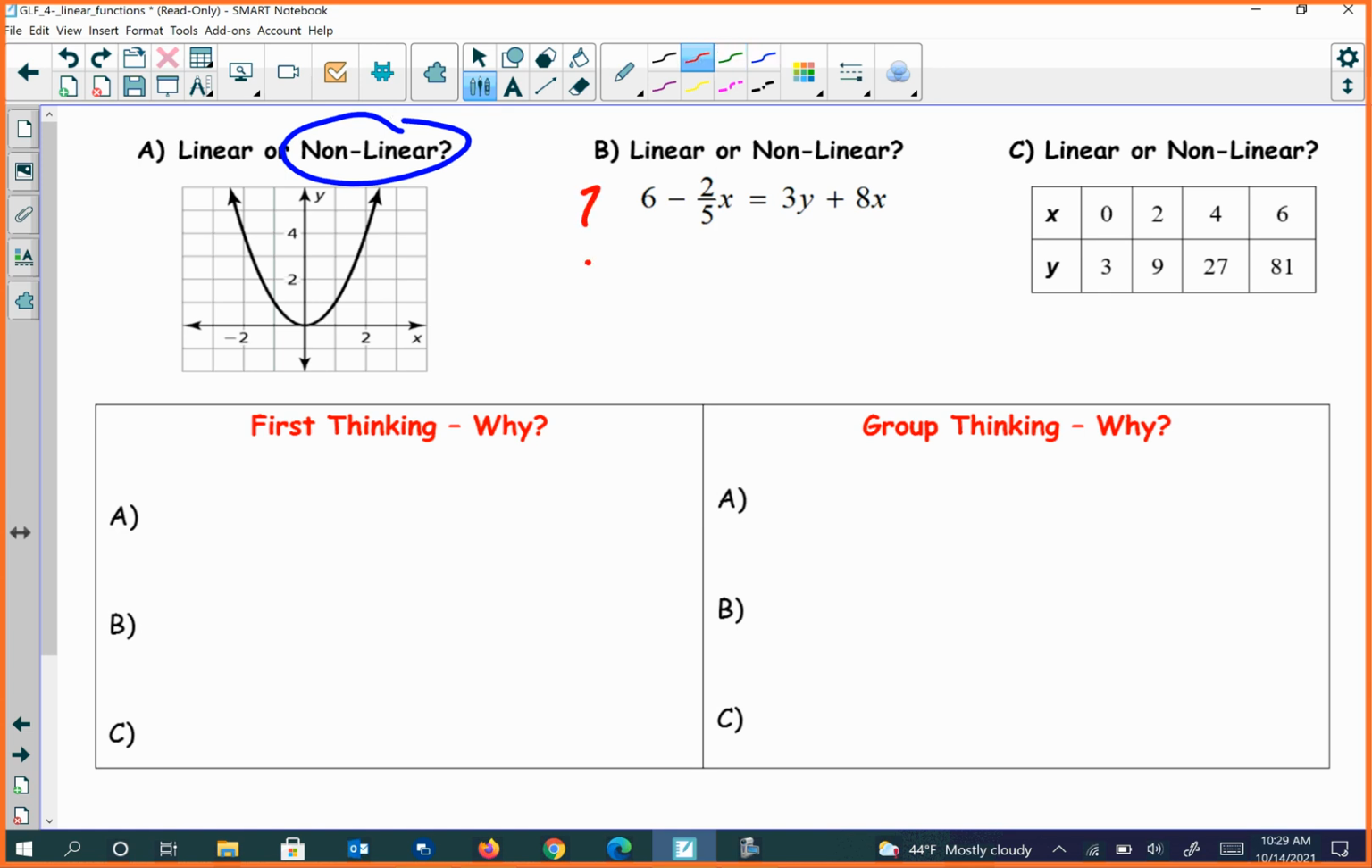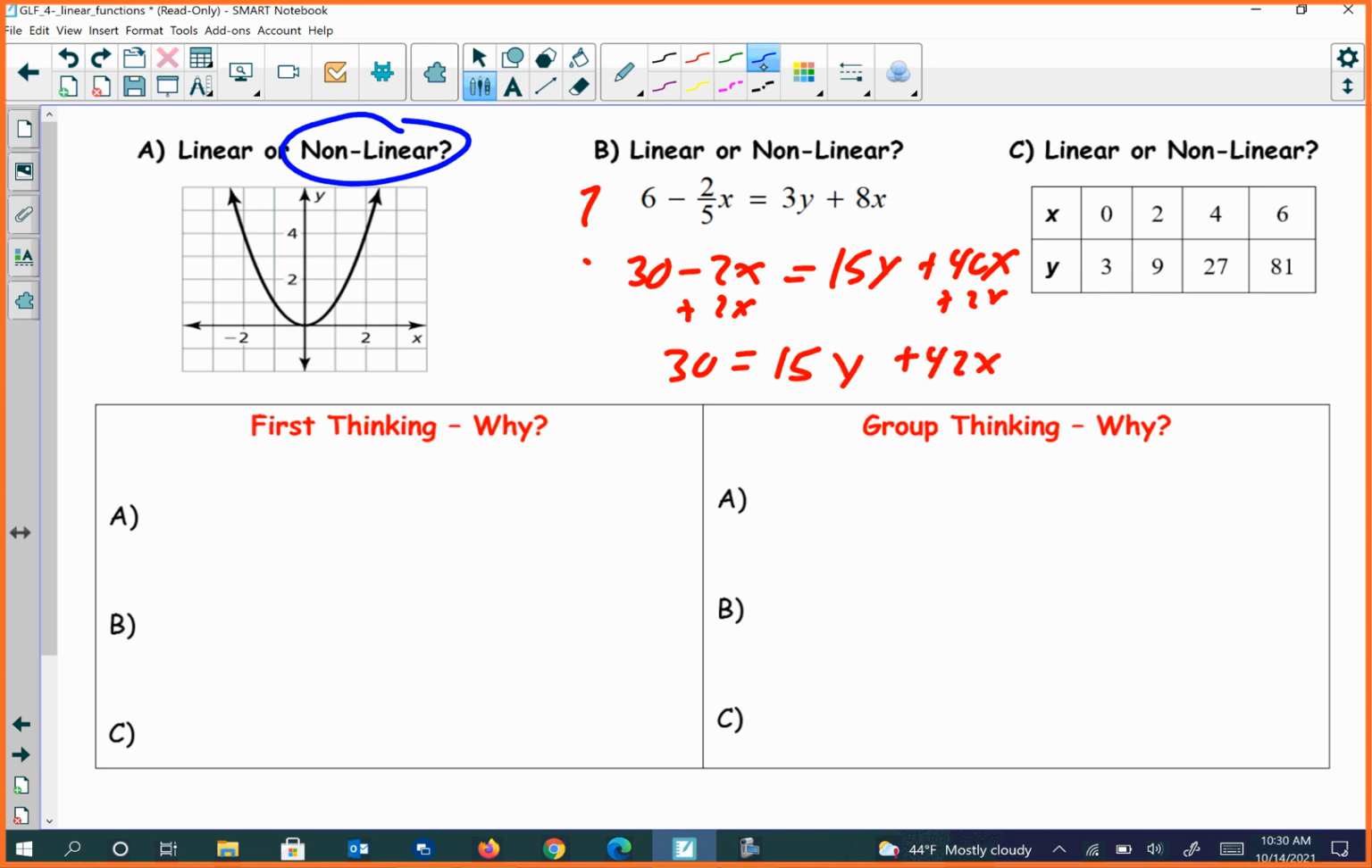But then it gets a little tougher on this one where you're like, okay, is that linear or not? So the rule for linear basically means, could I move things around and get a y and an x and a number? On this one, if we cleared our fraction, this would be 30 minus 2x equals 15y plus 40x, and then I could add 2x to both sides. So you get 30 equals 15y plus 42x. My x values and my y values are not underneath a square root sign. They are not raised to an exponent other than 1. They are not denominators. They don't have radical signs above them. So this one is indeed linear.